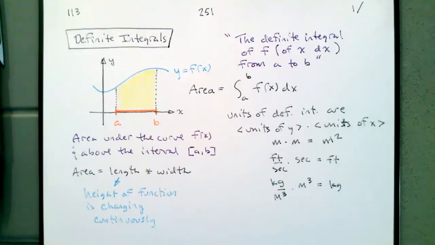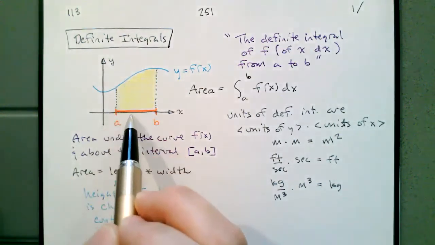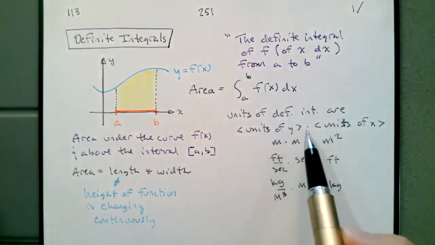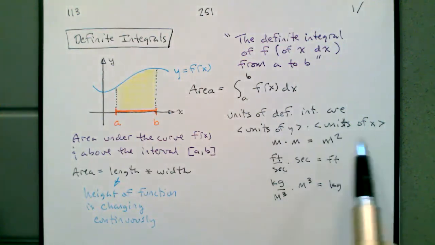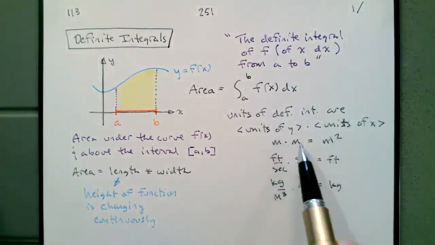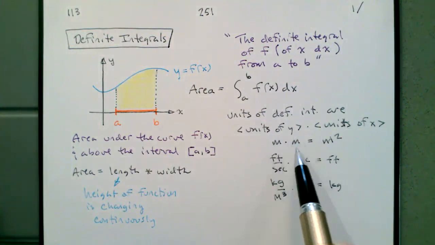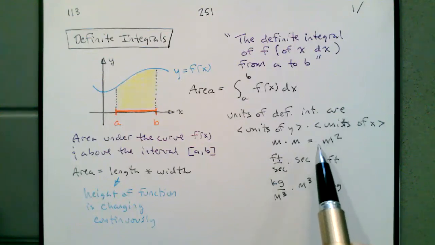It's more than just area. The definite integral is just taking a y coordinate and multiplying it by some change in x coordinates. So the units of the definite integral are just going to be the units of y times the units of x. So in the case of area, area is equal to length times width. If the length units are meters and the width units are also meters, then our definite integral units will be area in square meters.